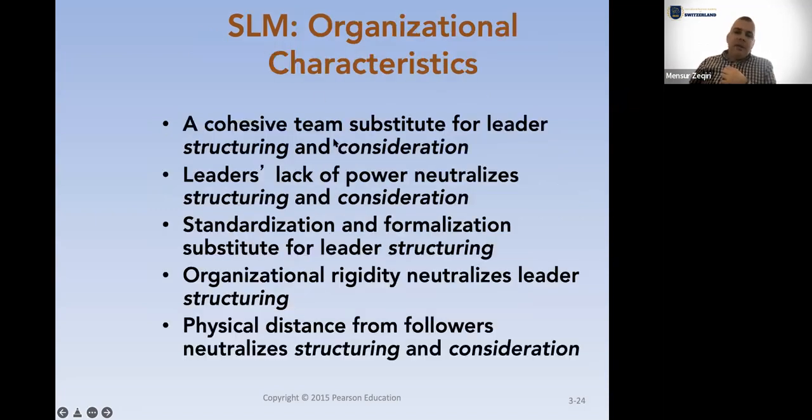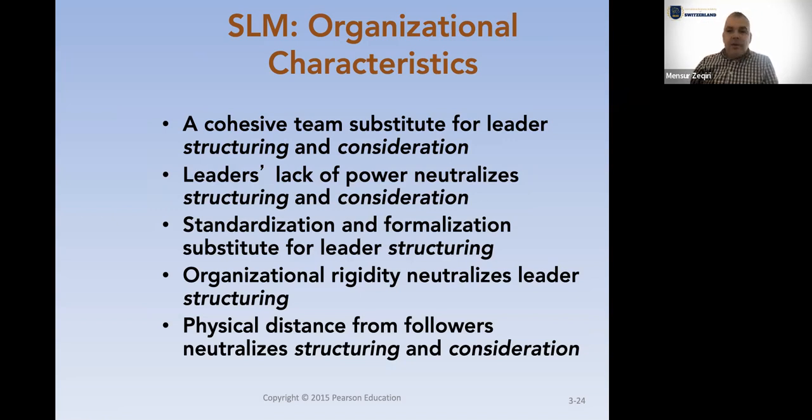And then we have the organizational characteristics that we said are extremely important. The moment that you have a cohesive team, that's considered to be a substitute for leader structuring as well as consideration. Leader's lack of power helps to neutralize structuring and consideration. The moment you have a task that is standardized and formal, so standardization and formalization, they do substitute for leader structuring.